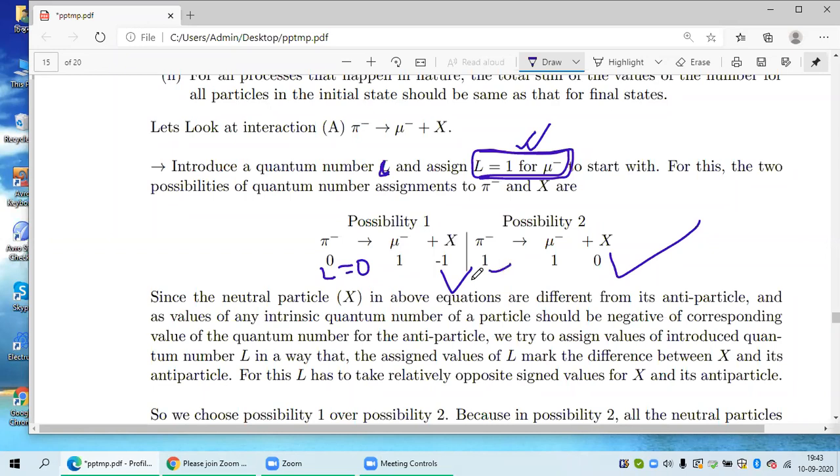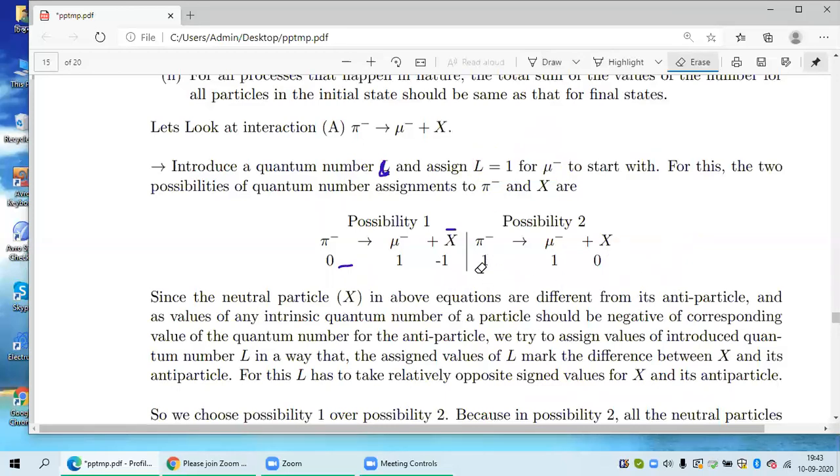You can take this value or this value, but if you choose this one, then what happens? X, this neutral particle, gets a non-zero L value, so that its antiparticle, which is put to be different, becomes different from this in terms of this quantum number L.